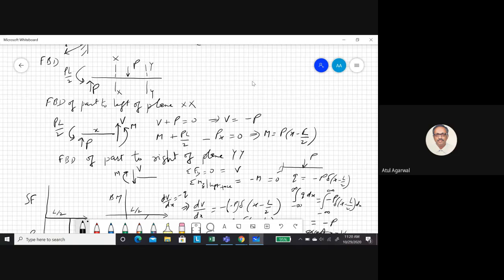V and M will always be positive if the plane has a normal vector in positive X direction, and they have positive force and positive moment as per static sign convention. So you see the force is upwards, so shear force is positive. Moment is counterclockwise, so bending moment is positive.